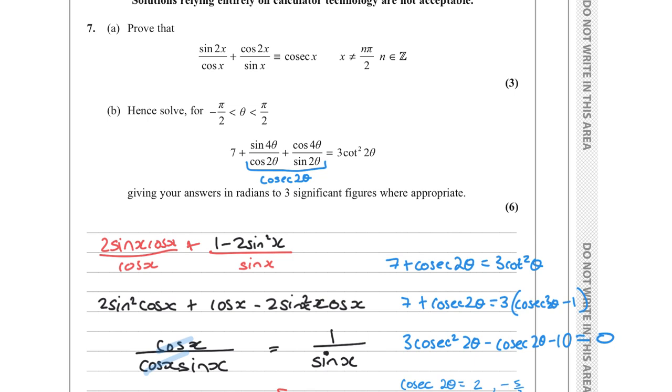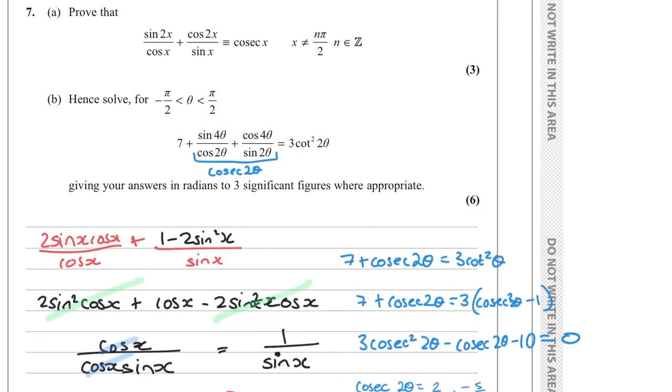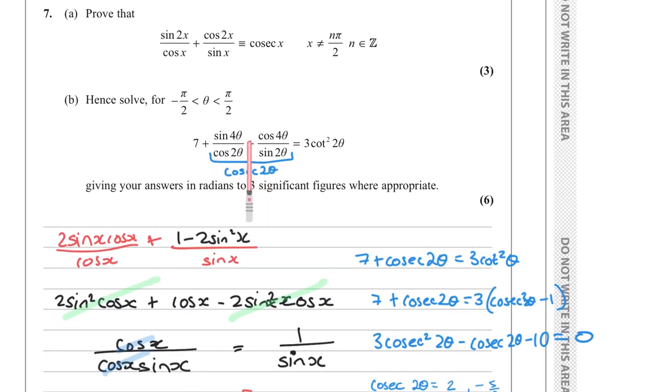Then, part B. So 2 sine squared cos x minus 2 sine squared cos x, they cancelled, and then I was left with cos on my numerator, which is how I cancelled those out. Perfect. Then, it's asked us to solve it, so I've got 7 plus. Now, what's the difference with this and this? Yeah, so cosec instead of 2x, instead of x, sorry, it's now 2 theta. Because here we had cos x, here we've got cos 2 theta. So that's what's changed. So 7 plus cosec 2 theta equals 3 cot squared theta.